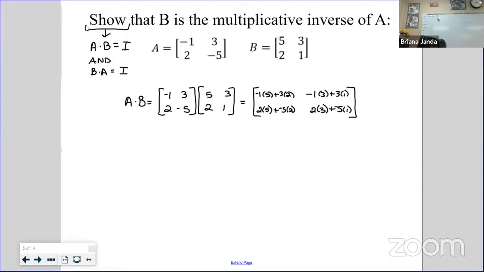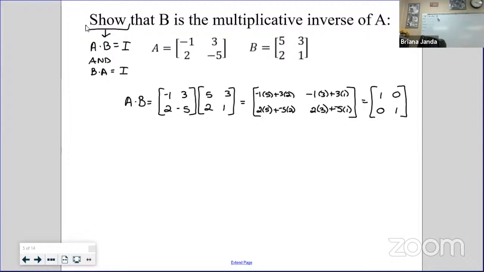You have to show some intermediary step. You could clean those up a little bit, but at some point you have to show a little bit of an intermediary step between the multiplication and then the answer. Well, our answer, this is -5 plus 6. -5 plus 6 is 1. -3 plus 3 is 0. 10 minus 10 is 0. 6 minus 5 is 1. And we get that identity matrix. Questions?